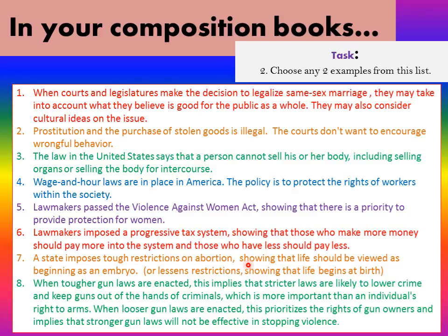And there are different opinions on each of these. So I'm just going to read through a few of them. Well, I'll read through all of them quickly, but I'll talk about a few of them. And you need to think about which ones you want to do. When courts and legislatures make the decision to legalize same-sex marriage, they may take into account what they believe is good for the public as a whole. They may also consider cultural ideas on this issue. So your first topic you could choose from is legalization of same-sex marriage.